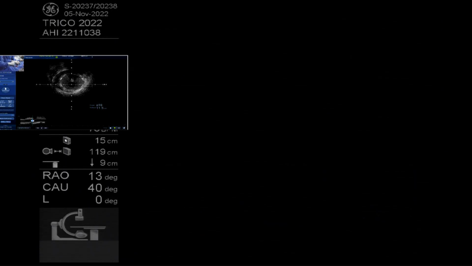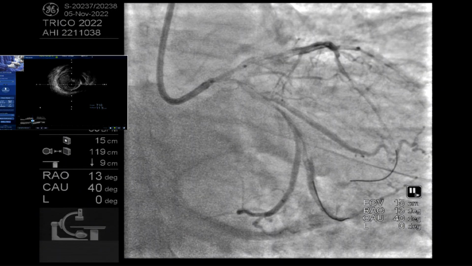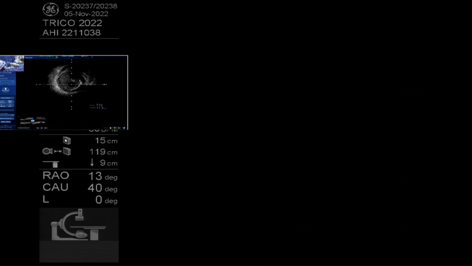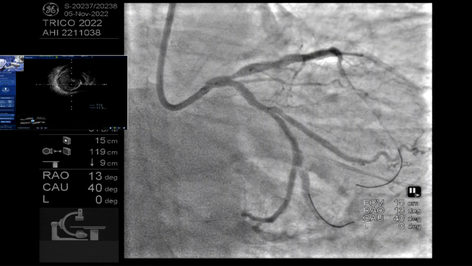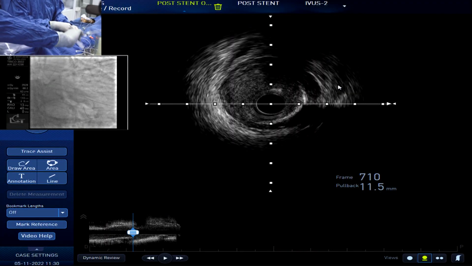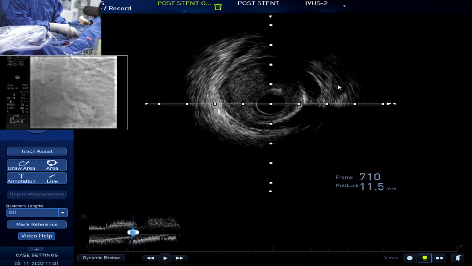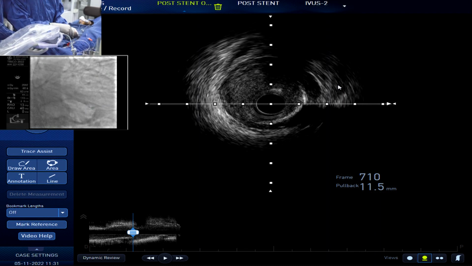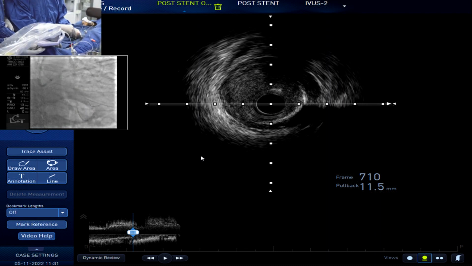Yes, here is the proximal edge, right? And then intramural hematoma, right? There is something, yeah, just in the proximal side here, right? Okay. We have some intramural hematoma, but no entry in the proximal side. So I think we can leave it alone, right? Okay.